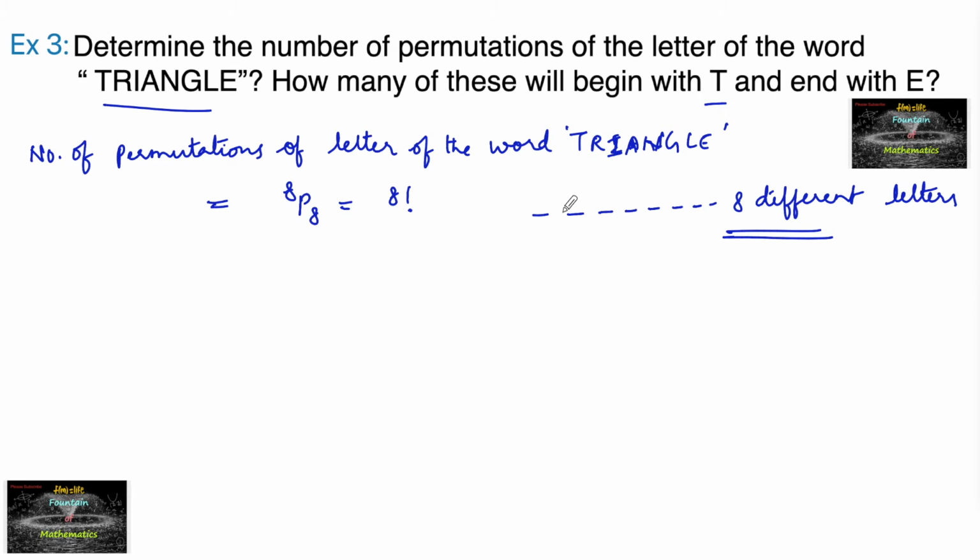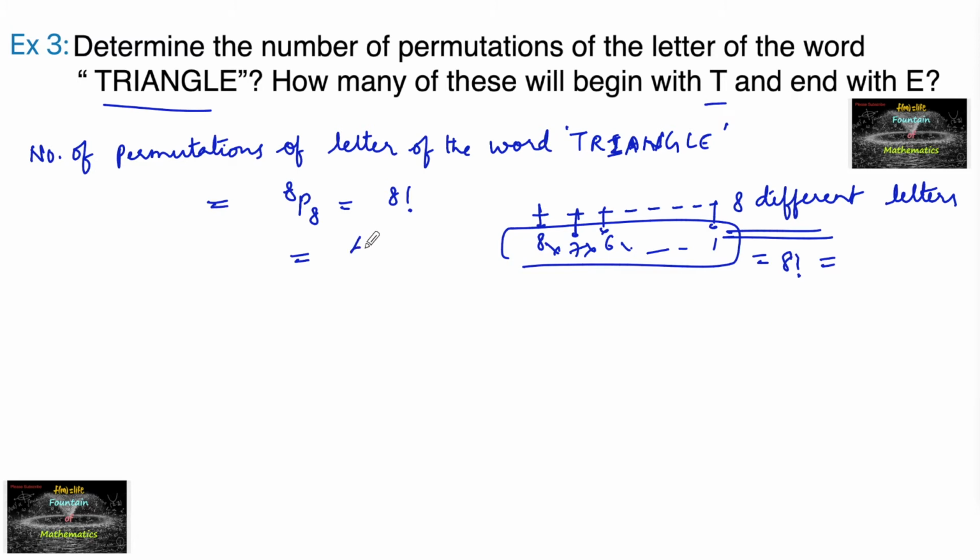8 places can be filled in, like first place 8 ways, second place 7 ways, and then 6 ways, and so on, 1 way. So by the fundamental principle, it's nothing but 8 into 7 into 6 and so on to 1, which is 8 factorial. The 8 factorial value can be calculated and is 40,320. So this is the first answer.